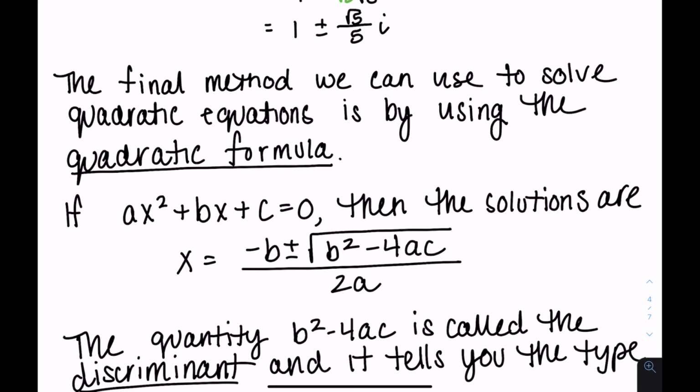So you can sing this to the tune of Pop Goes the Weasel. There's a couple other things you can sing to that I don't remember. But the values of x that will satisfy this equation are negative b plus or minus the square root of b squared minus 4ac all over 2a.